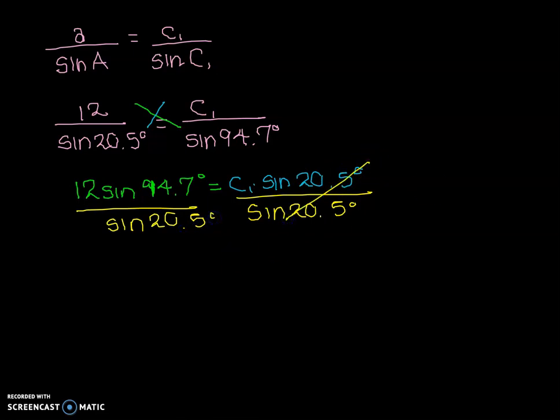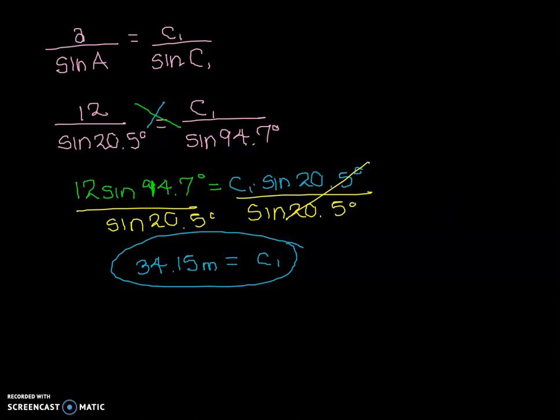So to find side C, remember to plug into your calculator 12 times the sine of 94.7 degrees, press equals after that in the numerator, press equals in your calculator, and then press divided by sine of 20.5. And that should give you 34.15. Remember that this is a side, so the sides were in meters for this triangle.